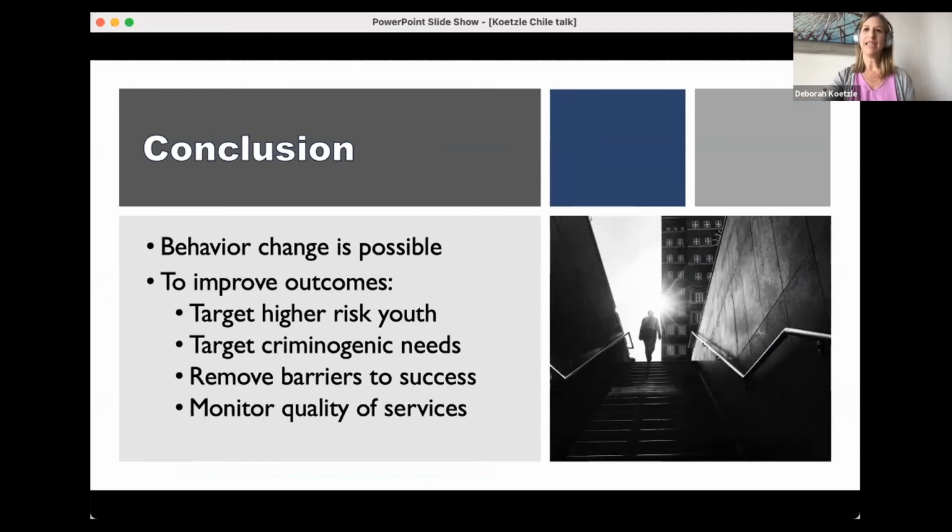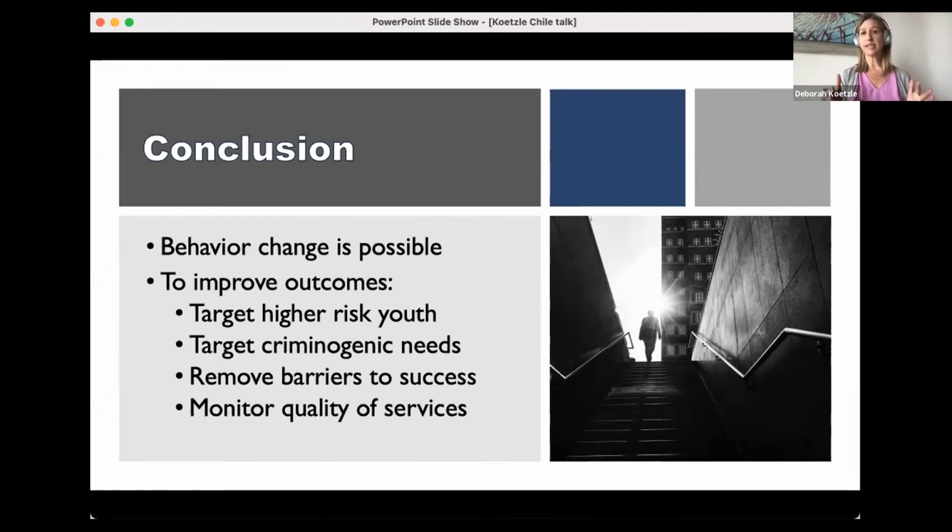And that to me is sort of the goal here, is that we, I believe, have a responsibility to improve our services so that we can serve youth better. And so we need to make sure that we are designing programs and delivering programs in a way that indeed are targeting those youth that are in need of the services, that we're identifying and targeting those criminogenic needs.